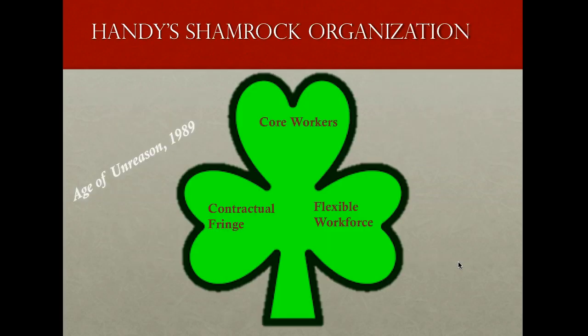So Charles Handy studied this a little bit, and in his book The Age of Unreason, he called this a shamrock organization, and talked about all larger organizations going to a shamrock kind of structure, if you will. Just like what I talked about before, the core workers will stay, and that will be buffered. And then there will be a contractual fringe, so the organization will contract out things that are not supportive of its core technology. And then the flexible workforce is the idea that other things can come and go.